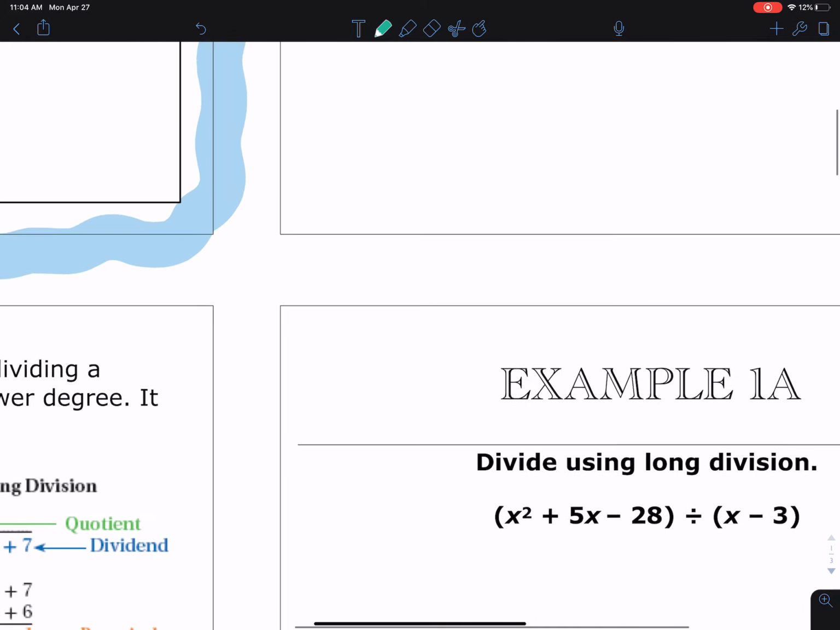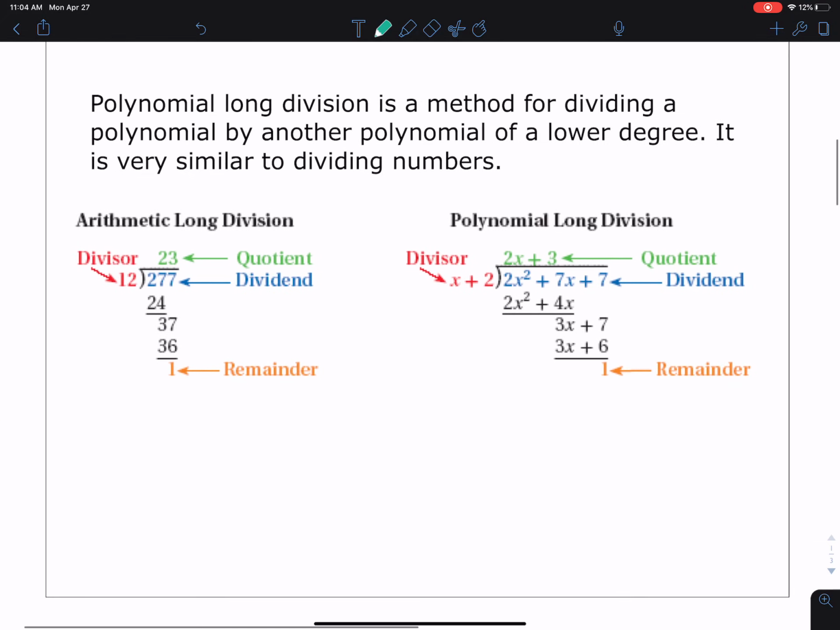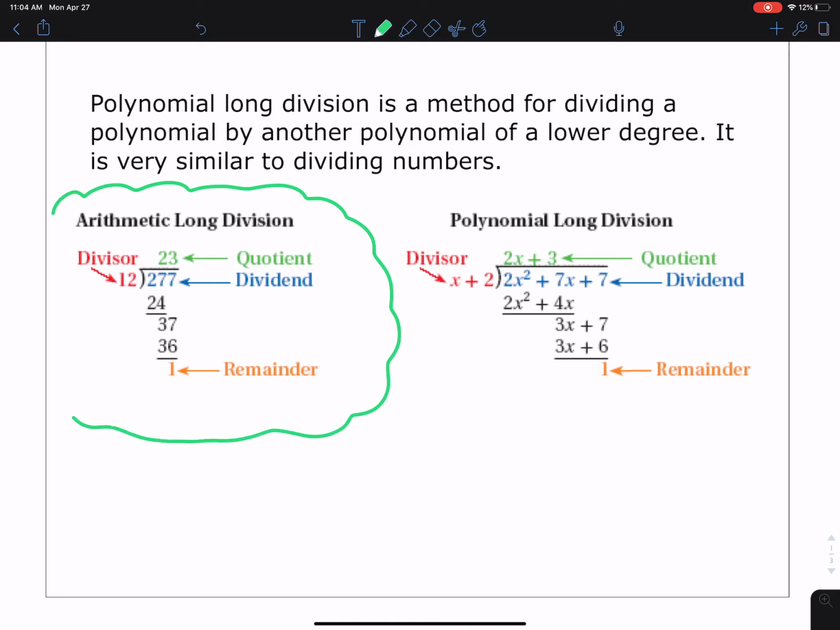So 4.3, dividing polynomials, long division. It's a method for dividing a polynomial by another polynomial of a lower degree. It's very similar to dividing numbers. So this is what you learned way back in the day: arithmetic long division. Just a little bit about the information. In blue we have the dividend, in red is the divisor, and the quotient is the answer. And that's what we're looking for with these division problems.